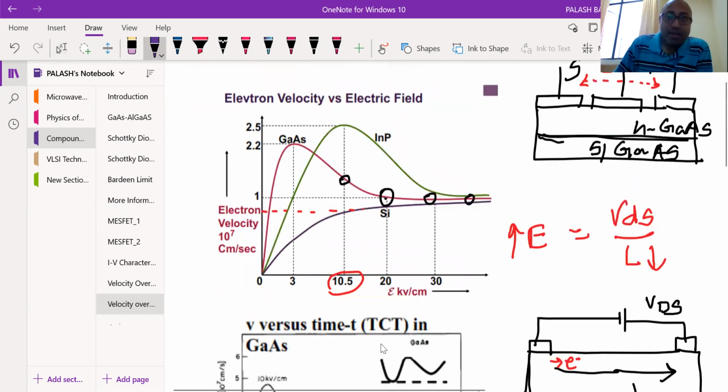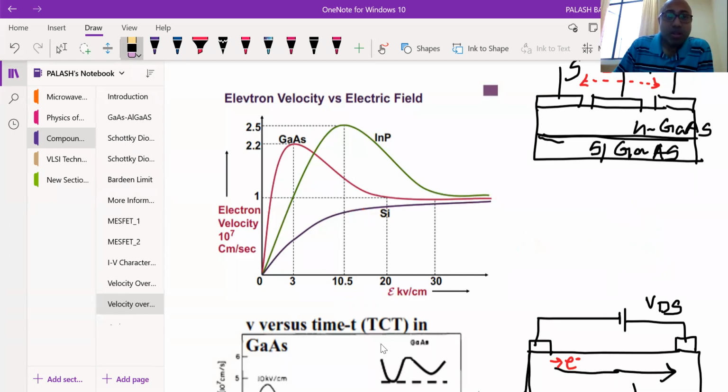Suppose, look here. What I'm trying to tell you, just look at this part carefully. Instead of slowly rolling down, instead of giving a voltage slowly, think about gallium arsenide. Instead of giving 1 volt, 2 volt, 3 volt, 4 volt, 5 volt, 6, you suddenly give 10.5 kilovolt per centimeter, that electric field.